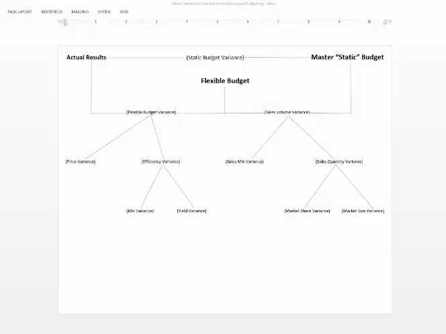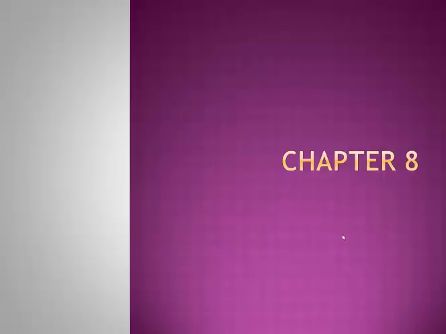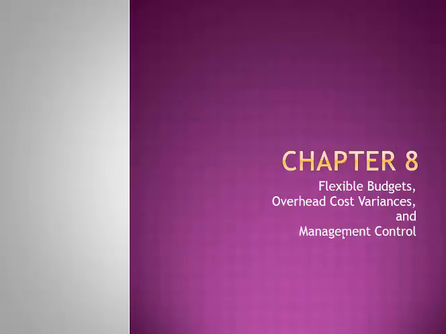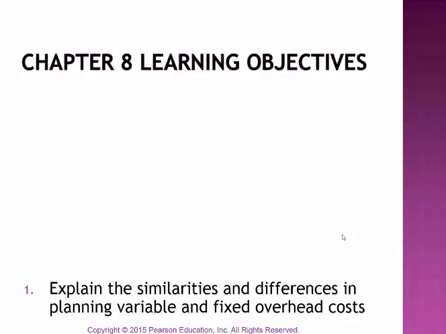All right, so let's dive into our content of Chapter 8. So Chapter 8, we're going to be, again, still looking at the flexible budgets, but we are going to be more specifically looking at overhead cost variances. And we're talking about our variable overhead cost and also our fixed overhead cost. Okay, and we'll of course talk about management control some more. So we do have several learning objectives in Chapter 8.